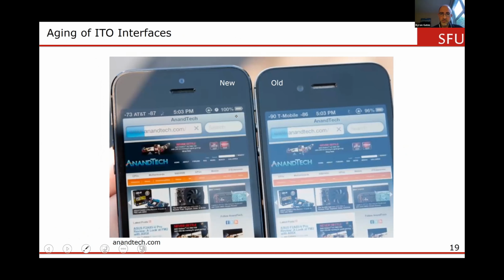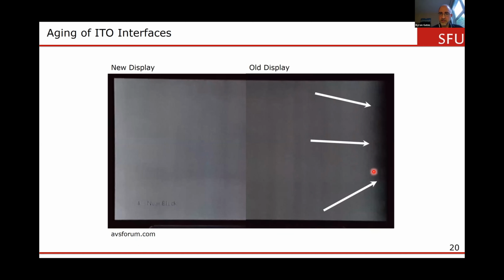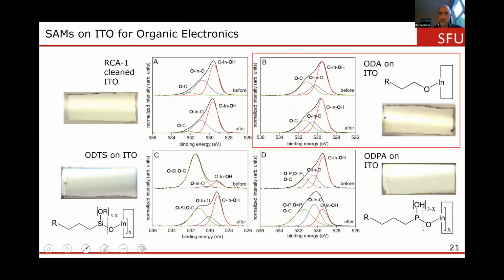Why is this interesting? ITO interfaces are found in a lot of different devices. We see them in phones, and we see a hue change over time. And we also see it in displays, this vignetting that can happen at the edges of displays. And so the idea is to avoid that. There are many reasons why that comes about, but you have some adverse chemistry on the surface.